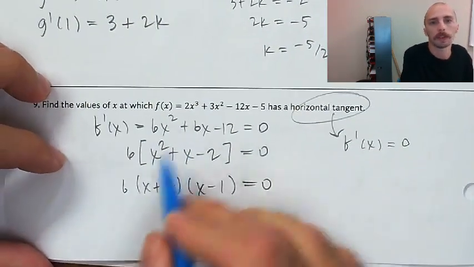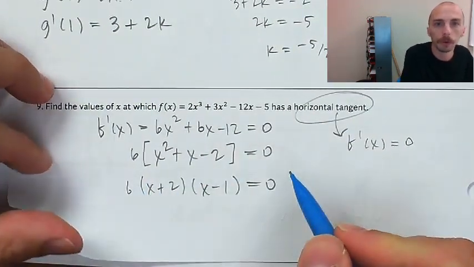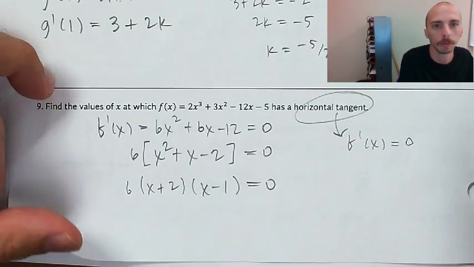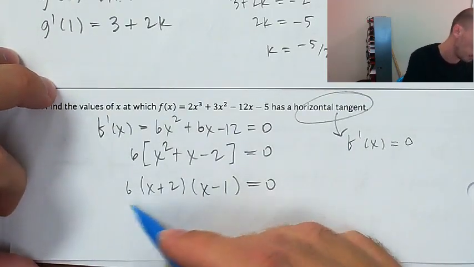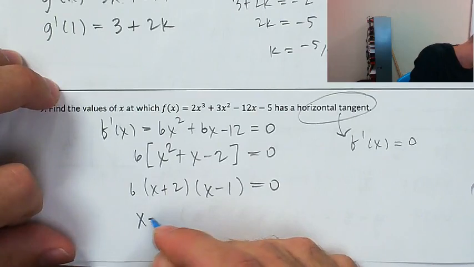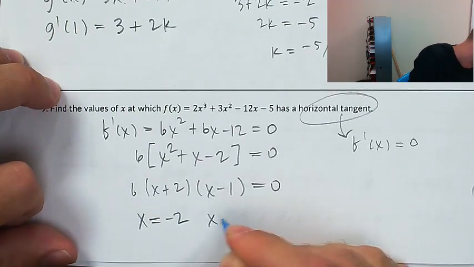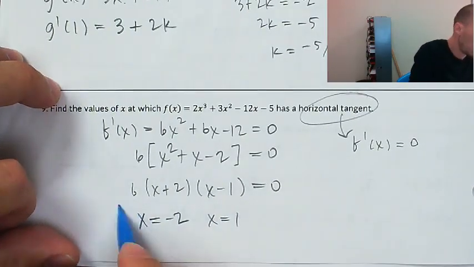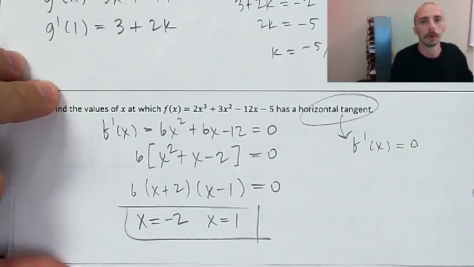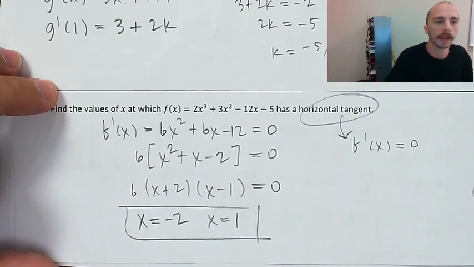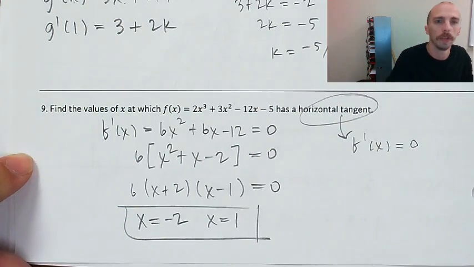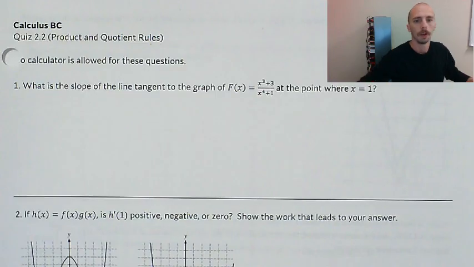Yeah. And since I've got these three things that are all multiplied together to equal 0, one of them has to be equal to 0, right? So either 6 is equal to 0, which that's not going to happen, x plus 2 is equal to 0, or x minus 1 is equal to 0. And so these are the x locations of my horizontal tangent. And that is all for quiz 2.1.